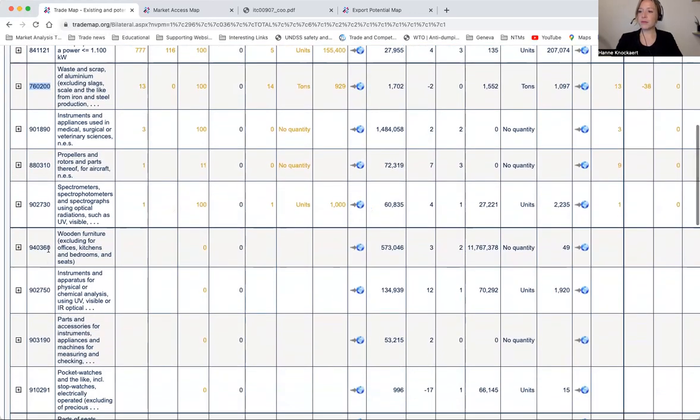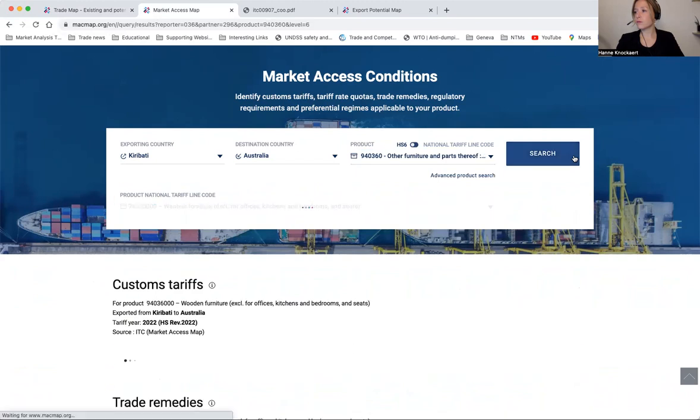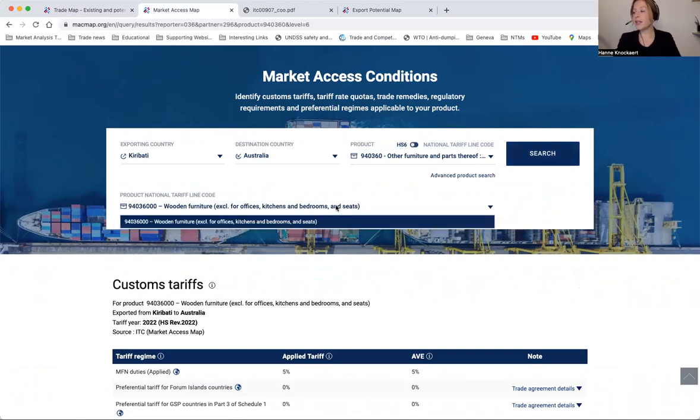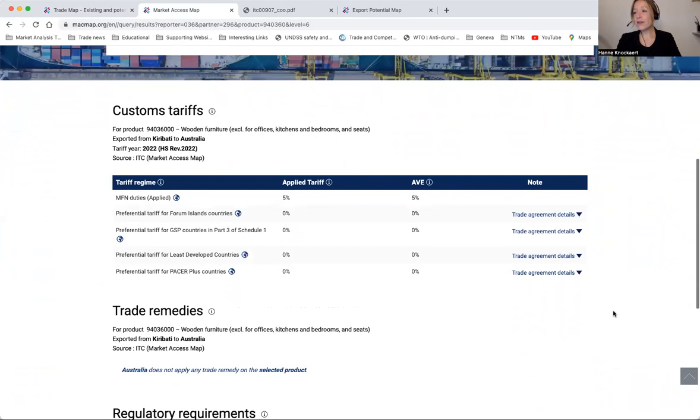Let me go a little deeper. Maybe wooden furniture would be something. Yes, now we have one. So here we see the national tariff line codes. Again, they only have one national tariff line code. So that's easy to interpret. And then we get a list of all the tariff regimes we can take advantage of when exporting this wooden furniture to Australia from Kiribati. You can see that it's updated up until 2022, the tariff year. So it's very recent.